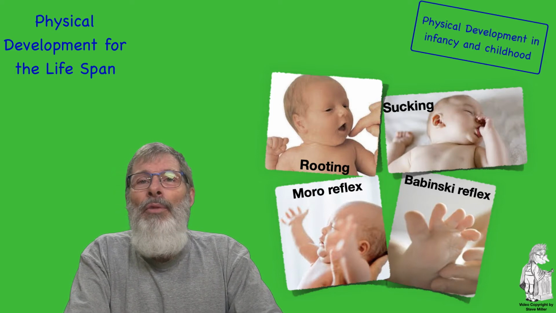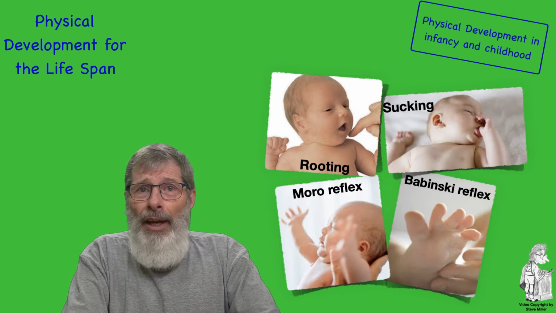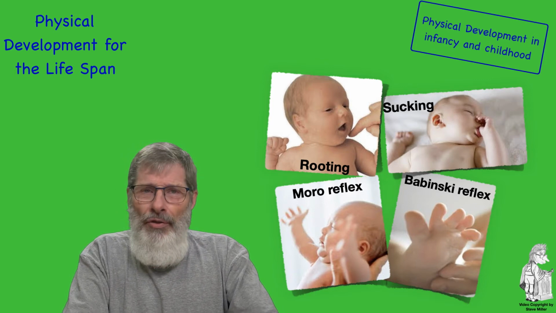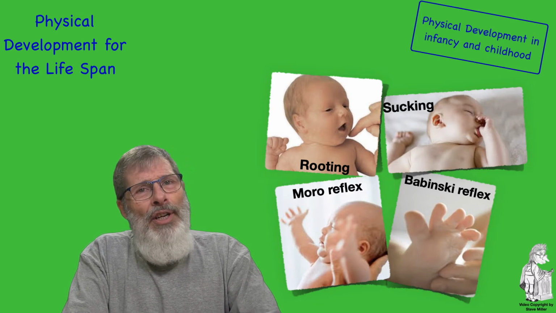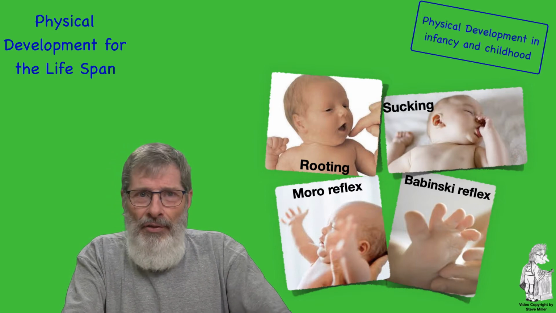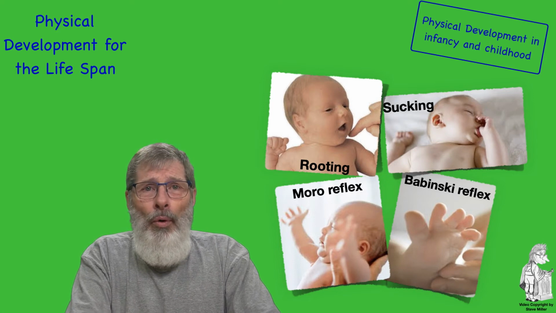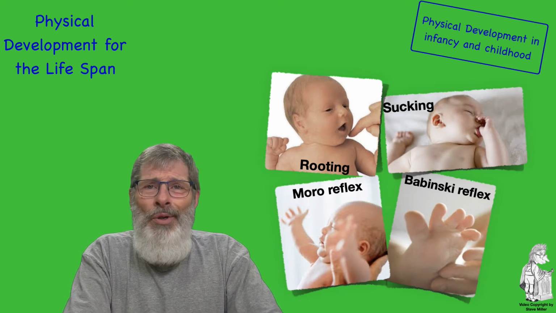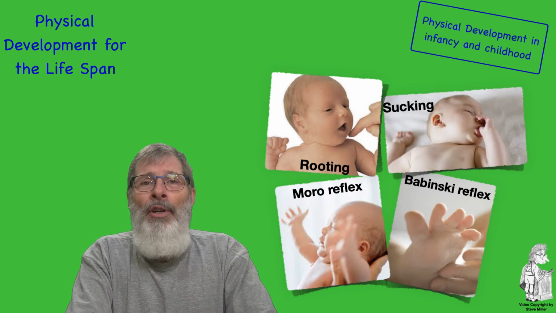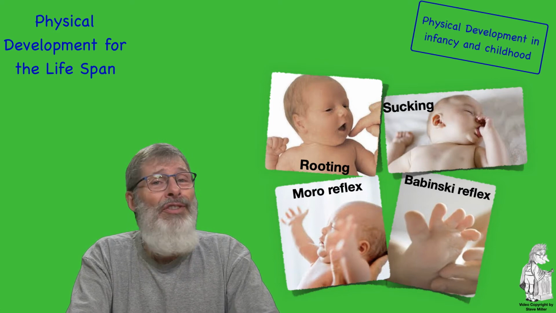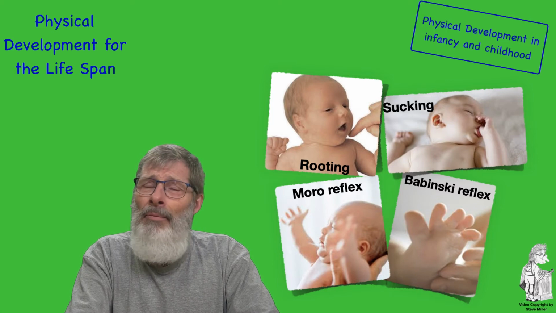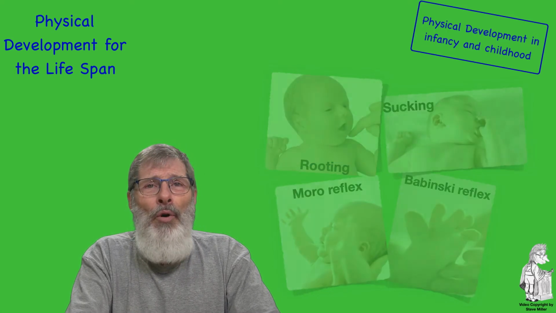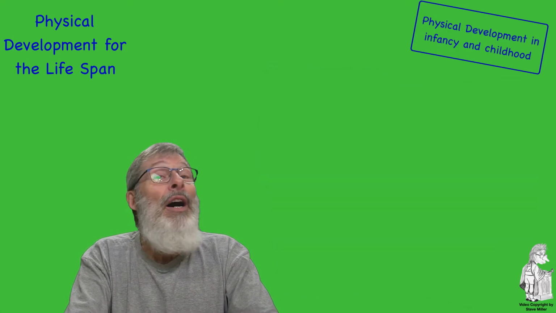Additional motor development progresses from lifting the head to running around. You'll see this in figure 8.3 in your text. Now, maturation and experience in this instance play a critical role. A typical sequence for motor development in children starts with rolling over, sitting up, crawling, creeping, walking, and running. Again, on page 187, figure 8.3, you'll see the milestones there.